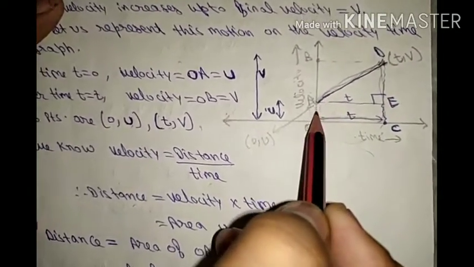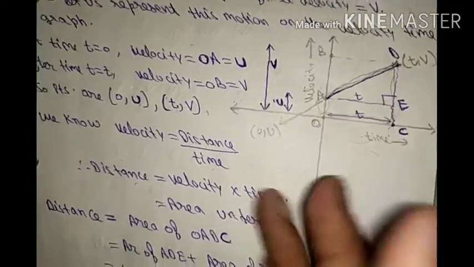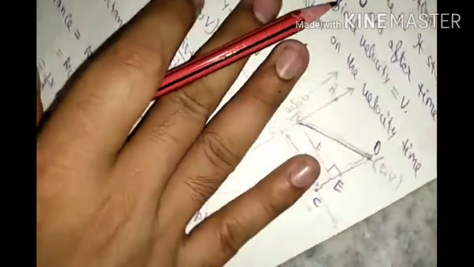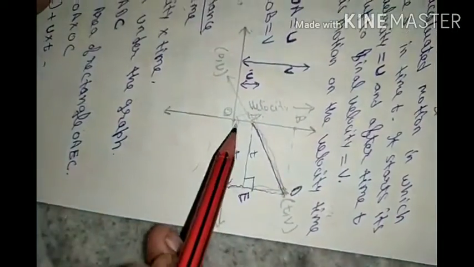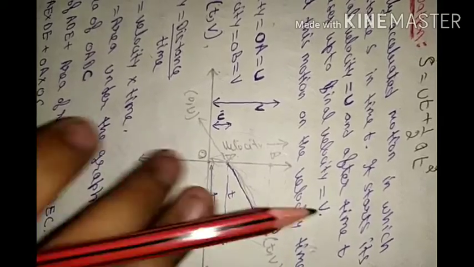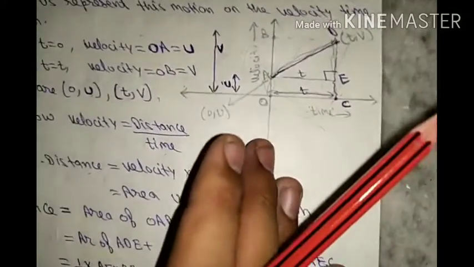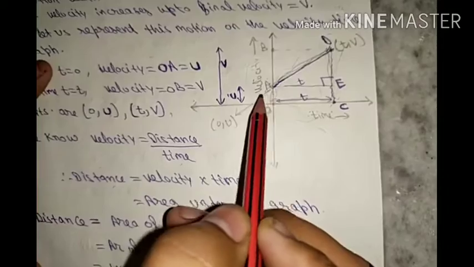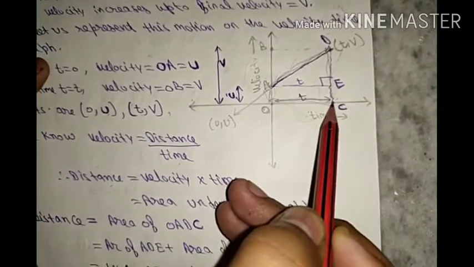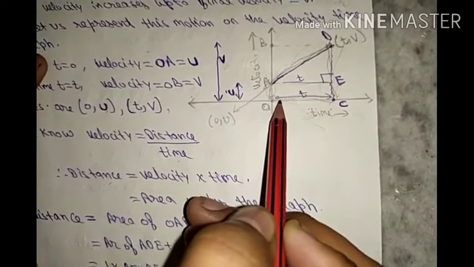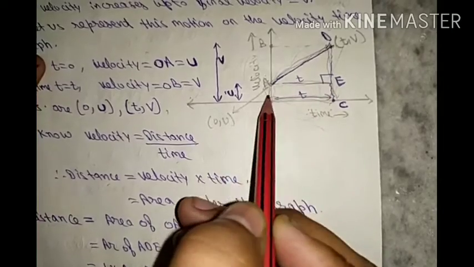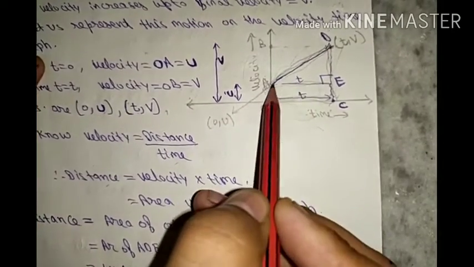If you see, this is basically a trapezium. If you place it like this, it becomes a trapezium. These are its parallel sides, and these are its non-parallel sides. But we can divide this trapezium into two parts. This is the first part, which is a rectangle, and this is the second part, which is a triangle.